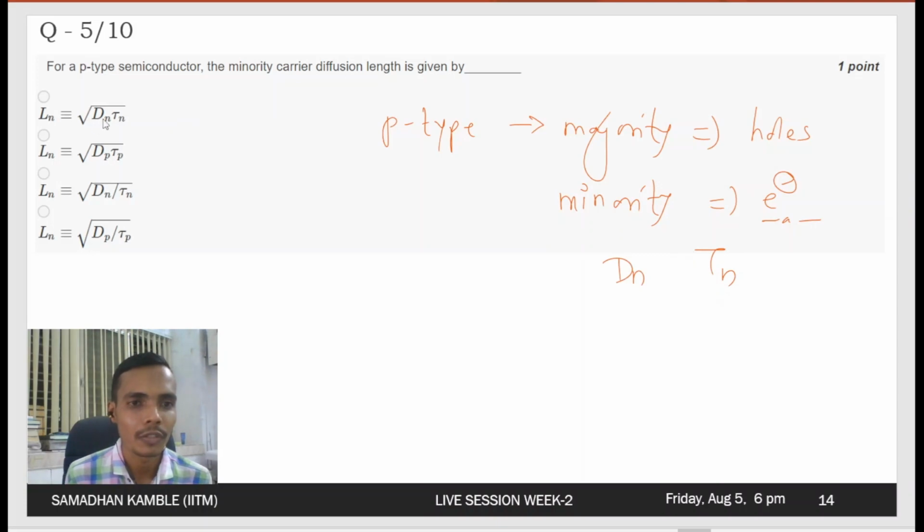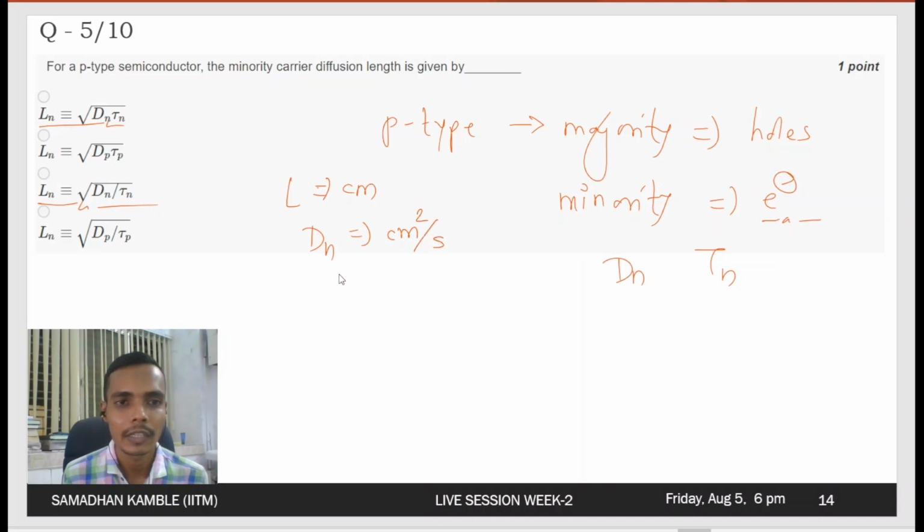So we have two options here. This is one option and this is another option. Let us do a dimensional analysis and see which of the options is correct. We know that the diffusion length has to be in centimeter, and our diffusion coefficient has the unit of centimeter square per second, and our tau n is in seconds.